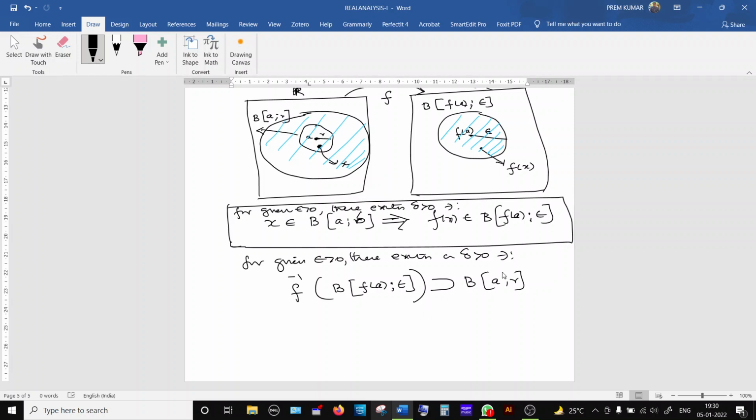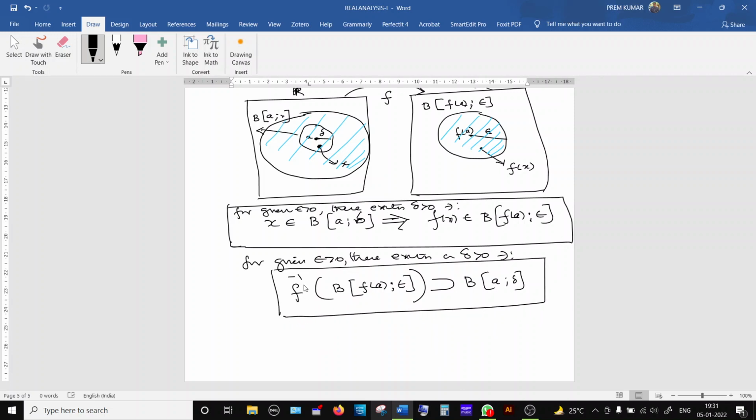Sorry, the radius is not R. Sorry, I have to change it. As per the definition, it should be delta. Okay, so this is the latest definition of a continuous function at the point A, a general point A.